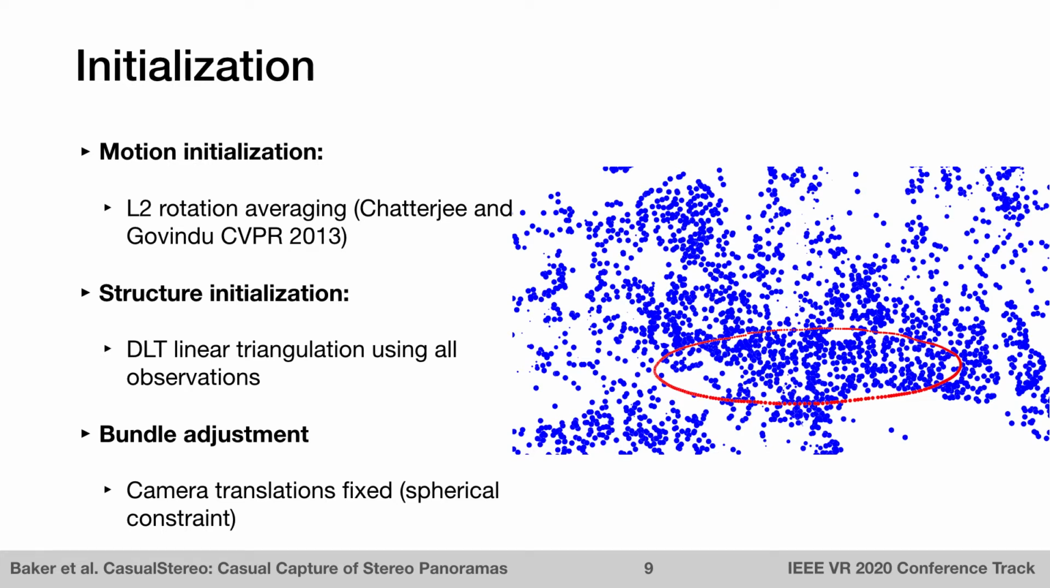You can see here for the elfin forest sequence, the estimated camera pose is in red, and the point cloud is in blue. In our experiments, we noticed that if the spherical constraint was not used in bundle adjustment, the reconstruction would often diverge and result in failure. So we found that the spherical constraint was critical to robustly producing a reconstruction from such small baseline video.